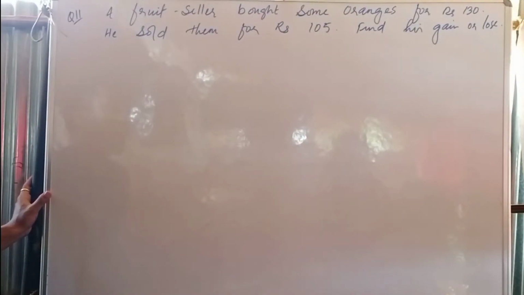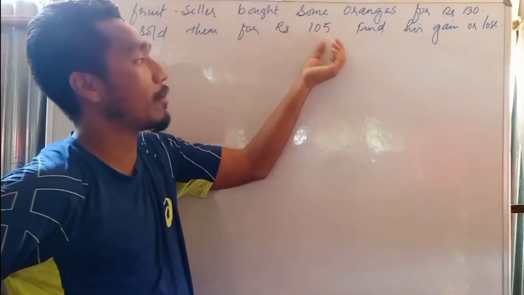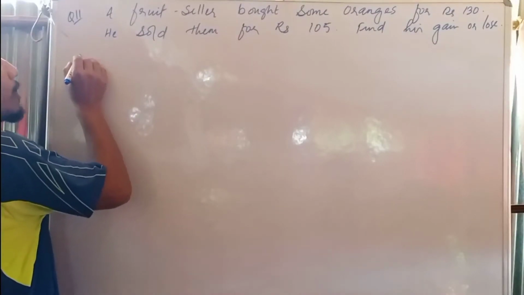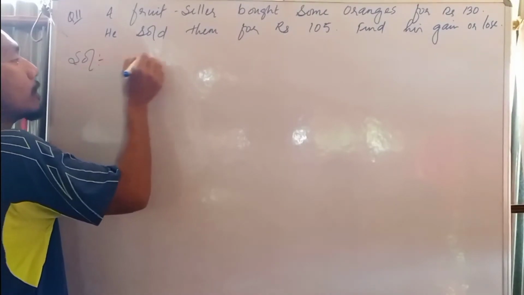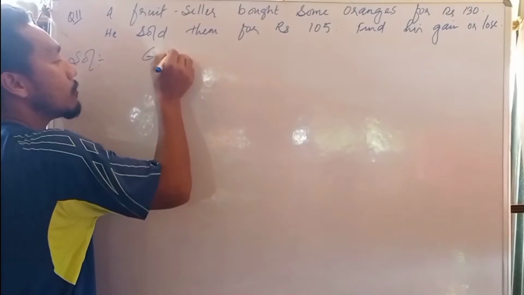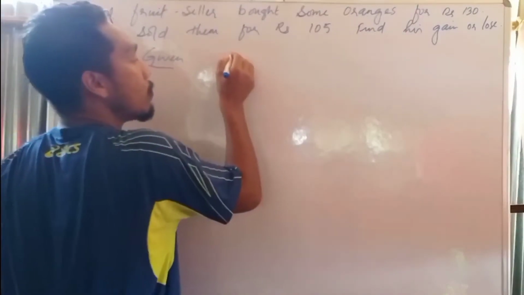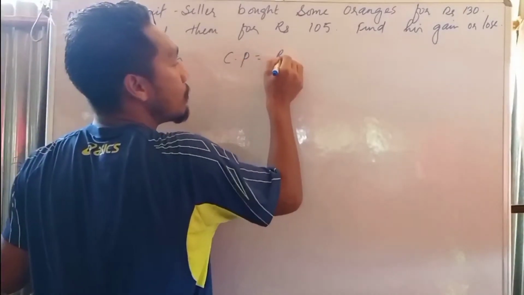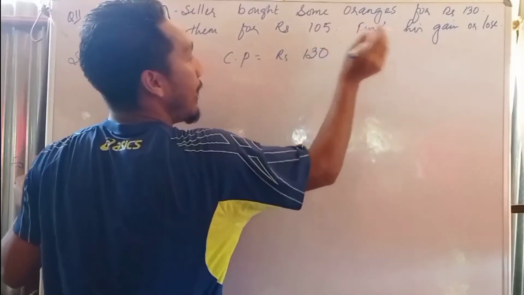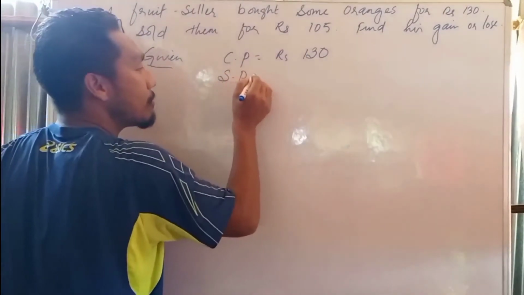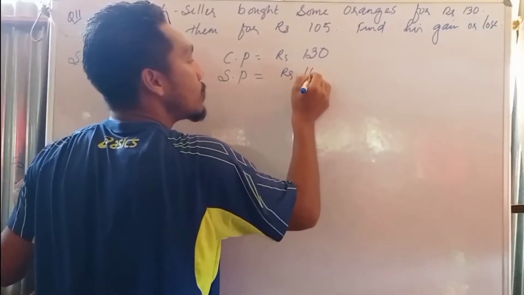Okay, so this is our question number 11. A fruit seller bought some oranges for rupees 130 and then sold them for rupees 105. Find whether it is profit or loss. Let's try to find the solution. Given: he bought it, bought means cost price, so CP is rupees 130, and sold them means SP is rupees 105.